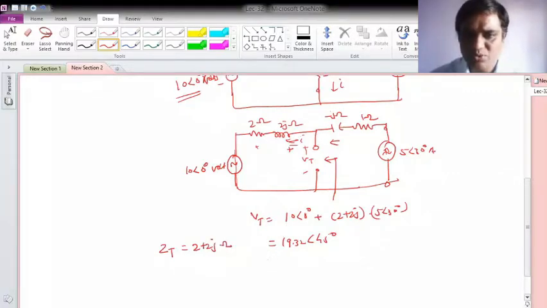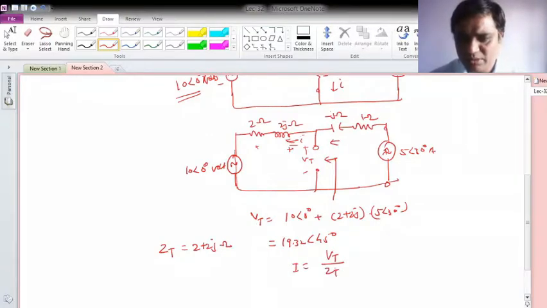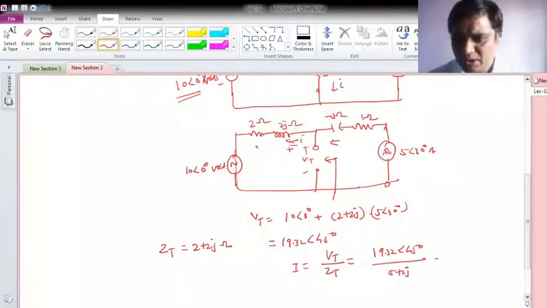Now once I know Zt and Vt, simply I can obtain I equal to Thevenin's voltage divided by Thevenin's impedance, which is 9.32 angle 45 degree with Zt as 5 plus 2j, and if you solve it, it comes out to be 3.58 angle 23 ampere.